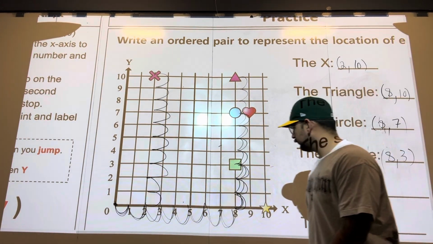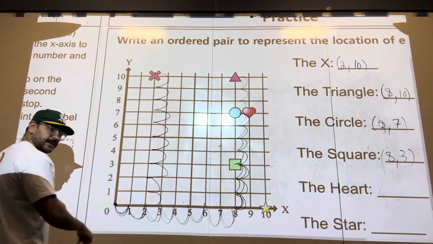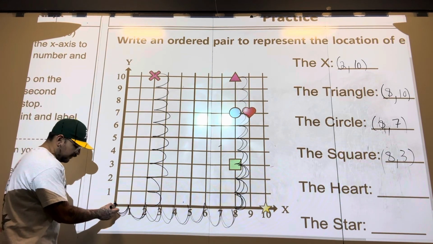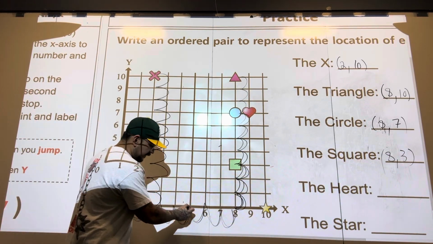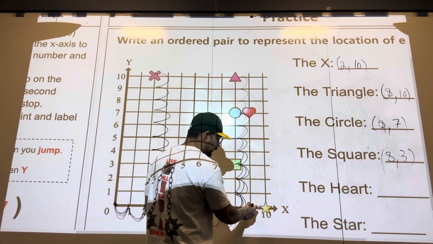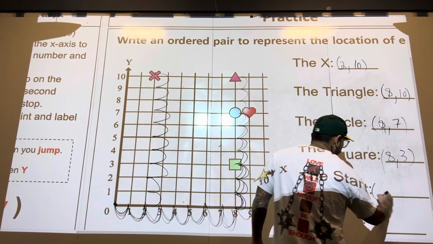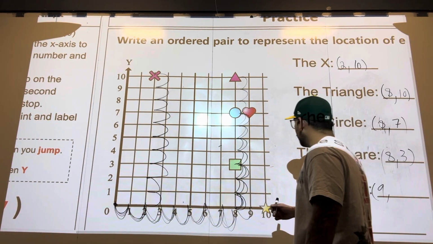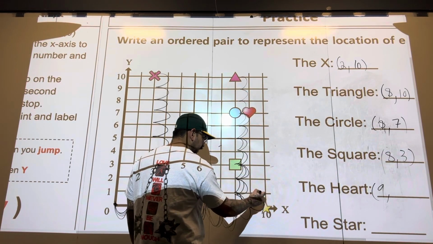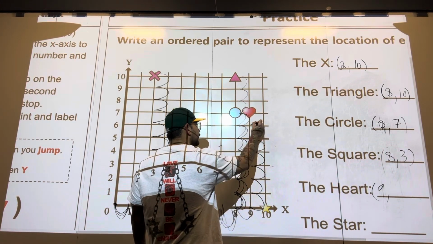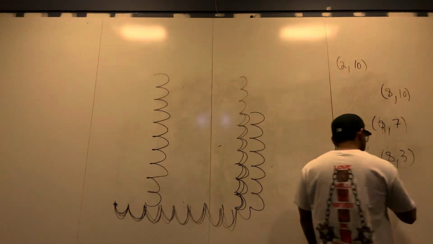What about the heart? Again, we start from the origin, 0, 0, and we just move. We count 1, 2, 3, 4, 5, 6, 7, 8, 9. And then we mark 9 for our x value. And then we go up to figure out our y, which is going to be 1, 2, 3, 4, 5, 6, 7. Our y is 7.